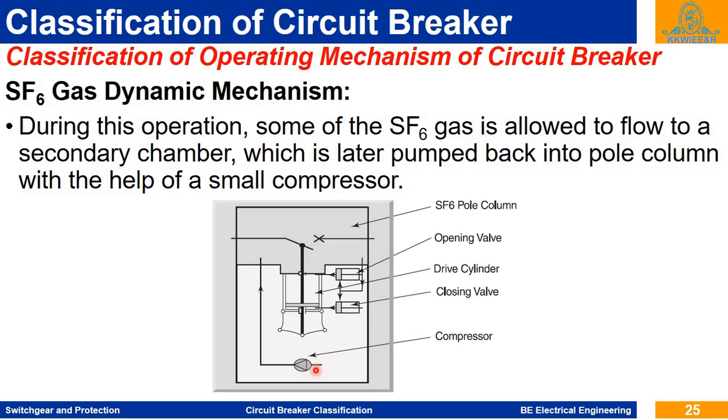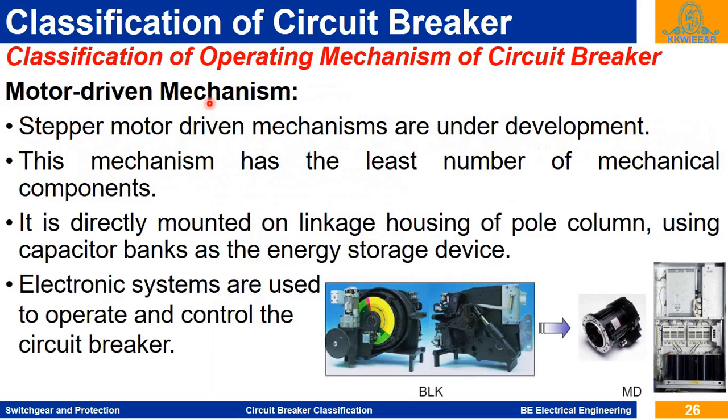Here you can see the small compressor. These are the closing valve and opening valve. This is a drive cylinder, and this cylinder will move this fixed contact. It will close or open the circuit breaker, and this is the SF6 column. So this is the SF6 dynamic mechanism.